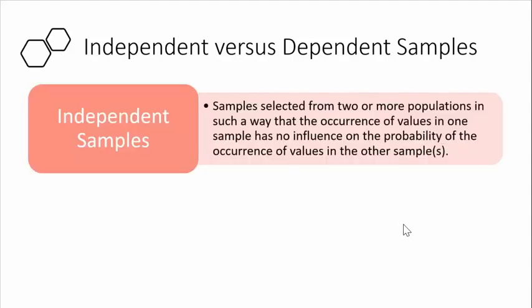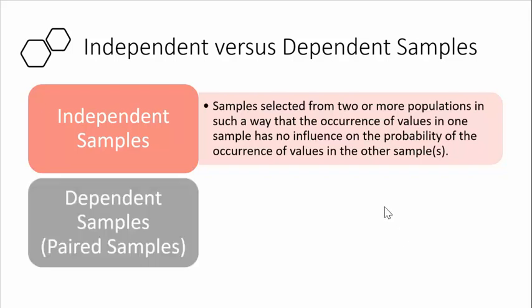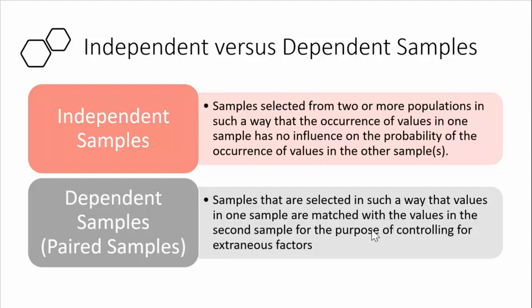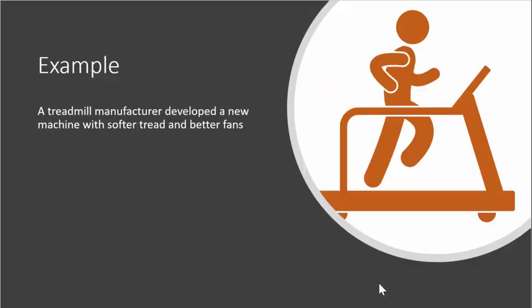Independent samples are samples selected from two or more populations in such a way that the two samples have no influence on the probabilities of the other samples. Dependent samples, however, are selected in such a way that the values from the one sample are matched with the values from a second sample for the purpose of controlling for factors that are not important to our study. So we're going to run through an example here.